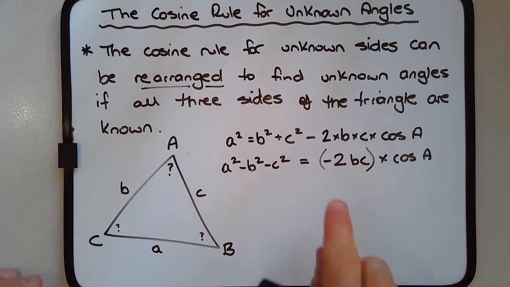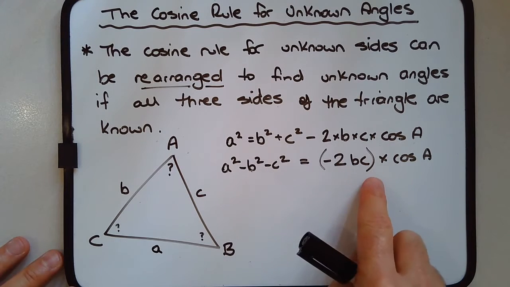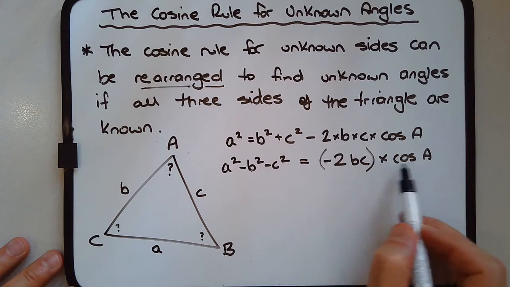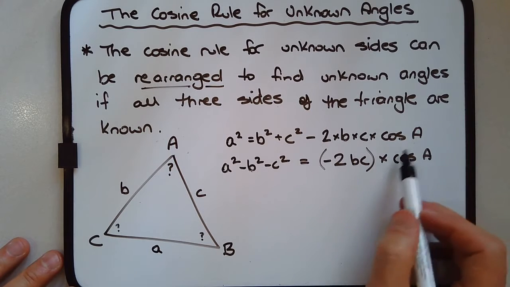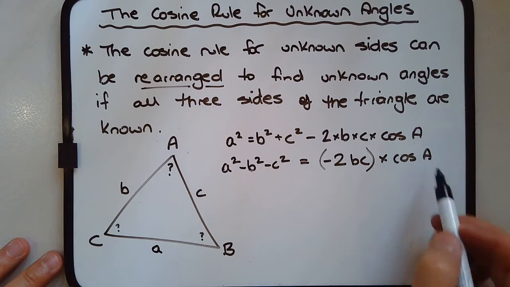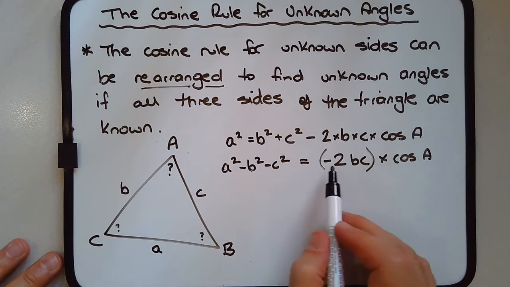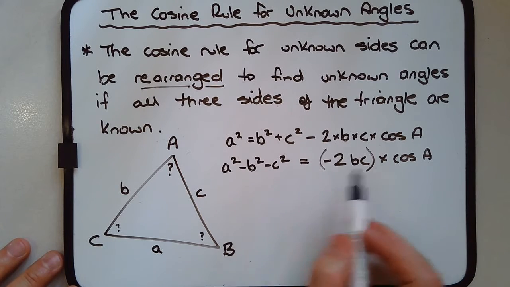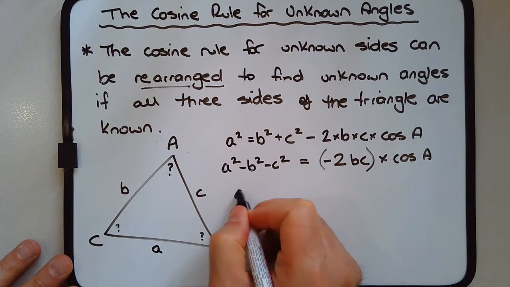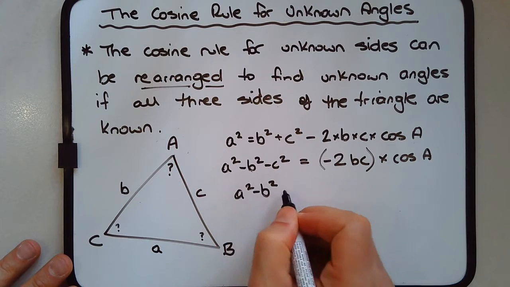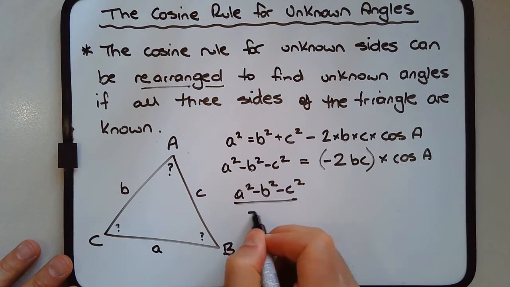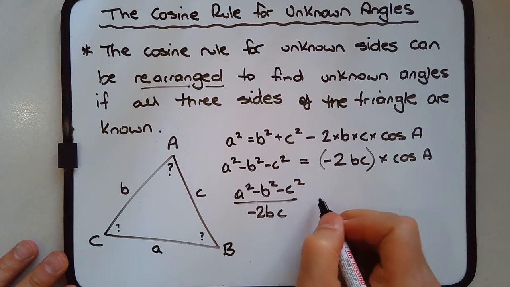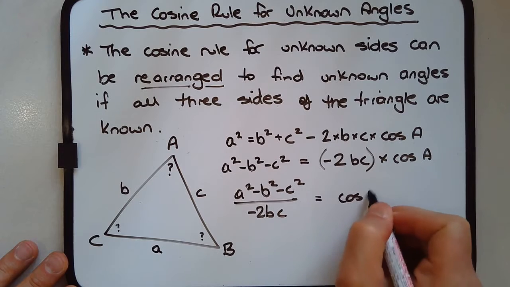Next thing we're going to do is divide both sides by negative 2BC. Negative 2BC is multiplying the cos of A. I want cos of A to be the subject. In fact, I want A to be the subject eventually. So we're going to move negative 2BC over the other side via division because it's the opposite of multiplication. So A squared minus B squared minus C squared over negative 2BC is equal to cos of A.